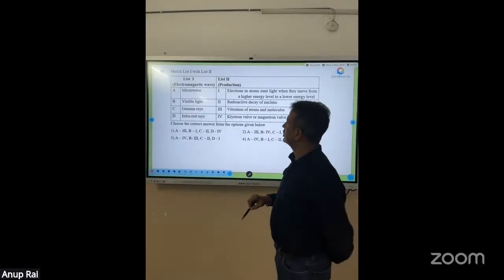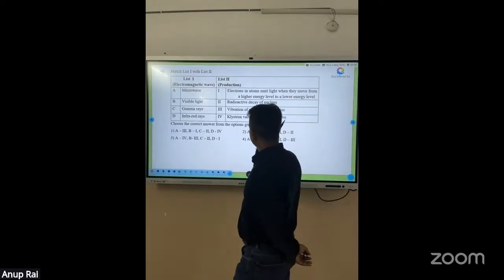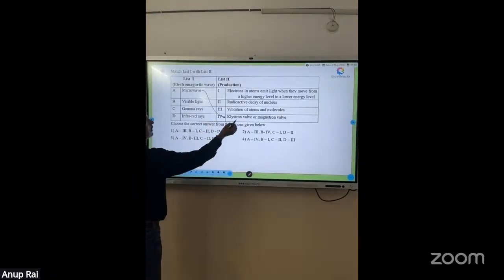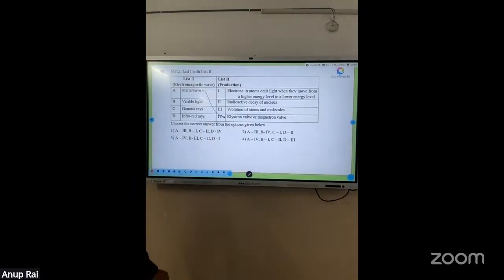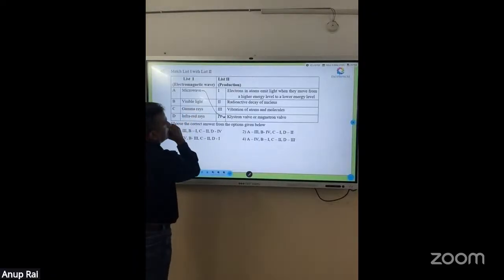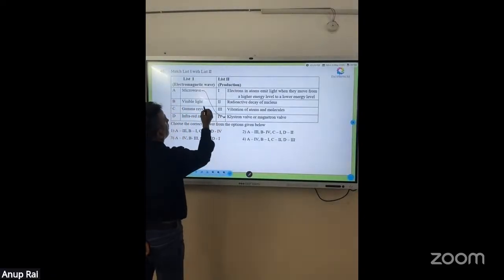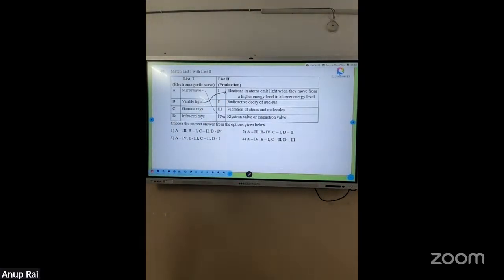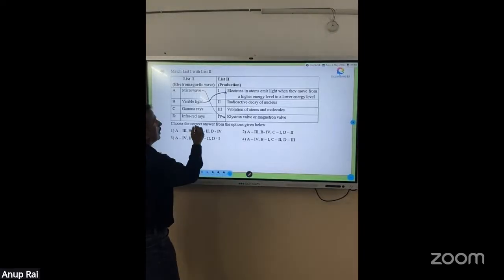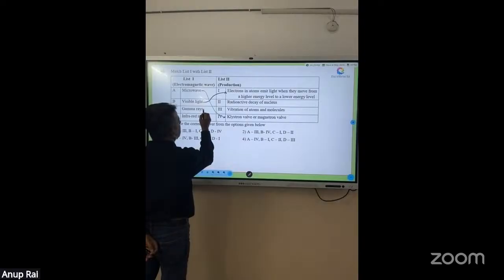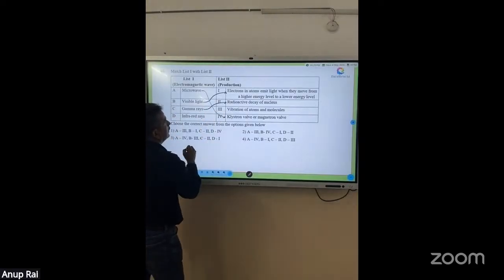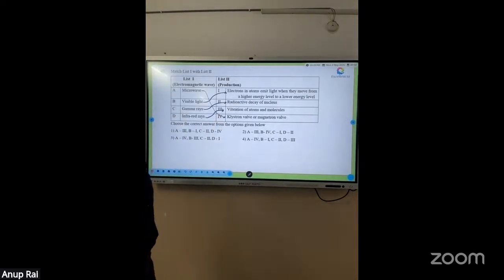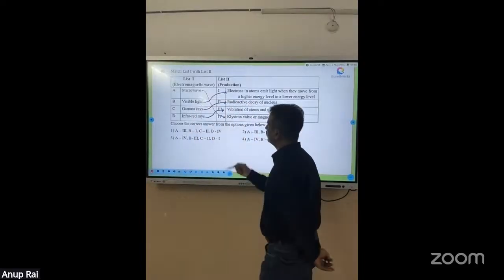Now again we need to match list 1 and list 2. Microwave is connected with generation, and production happens by the magnetron valve method. Visible light comes from electrons when they move from a higher level to a lower level. Gamma rays are produced by radioactive decay, and infrared is the vibration of atoms and molecules. Okay, so you can match it.